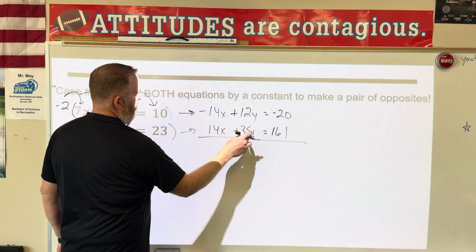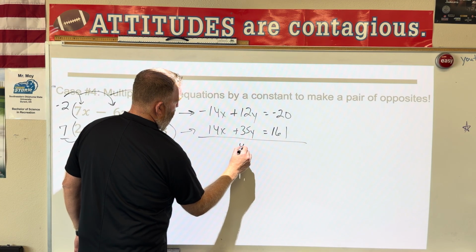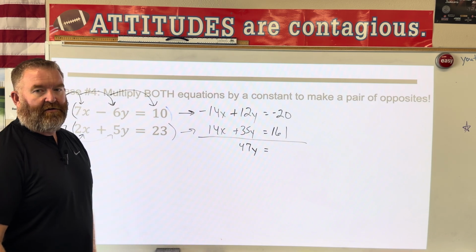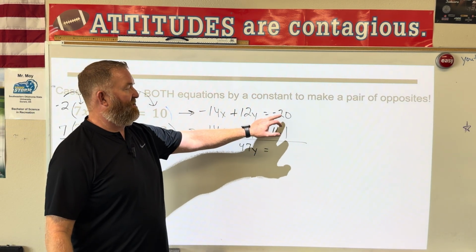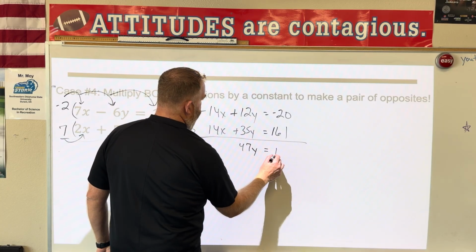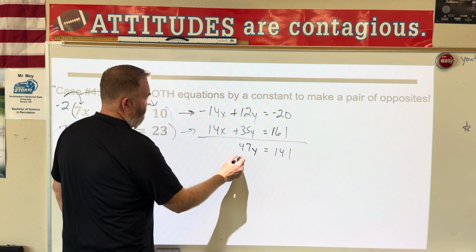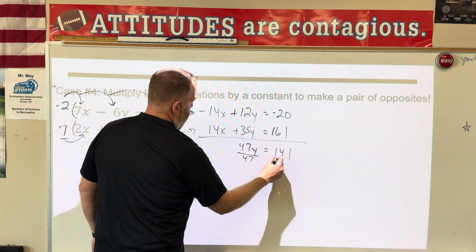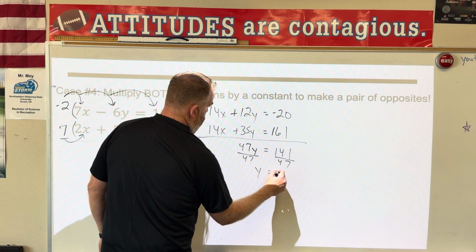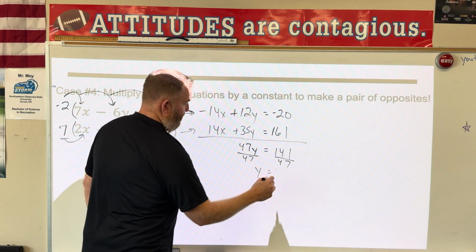What is 12 plus 35? 47 what? Because I want to know. Okay. And then what is negative 20 plus 161? 141. And then I'm just going to divide by 47. I'm guessing it's 3. Y equals what? Is it 3? Okay. Y equals 3.